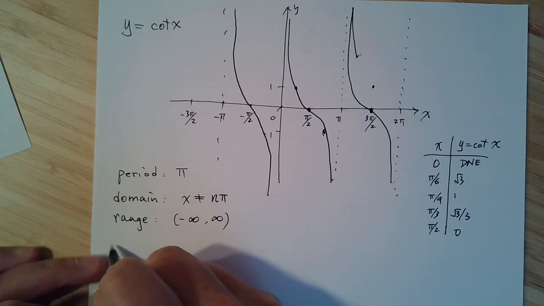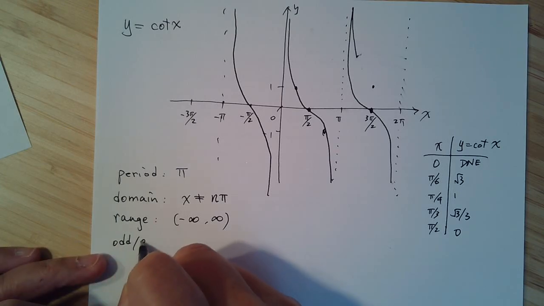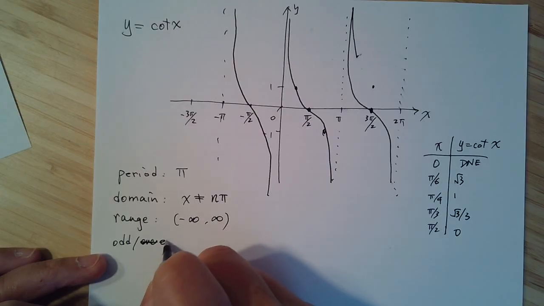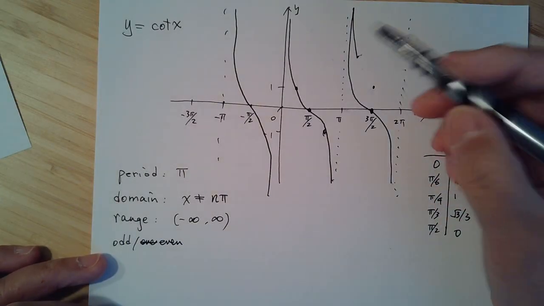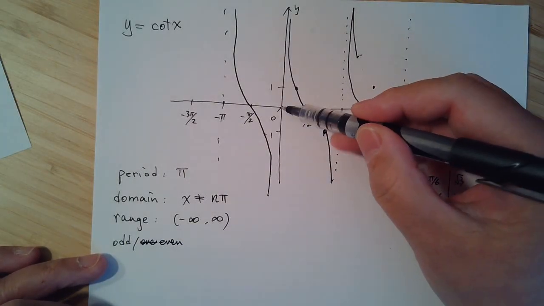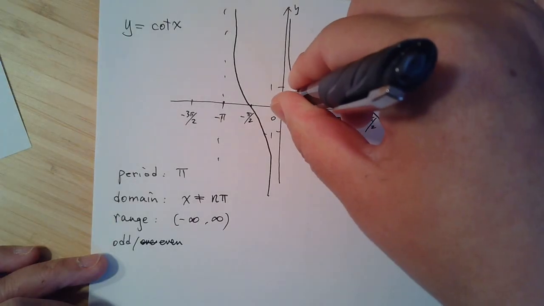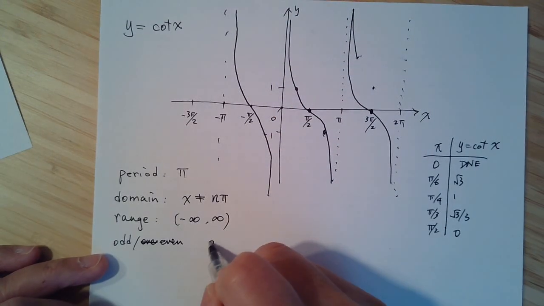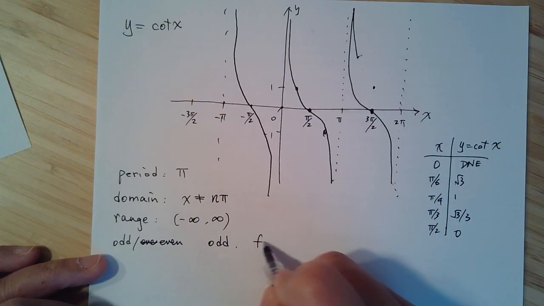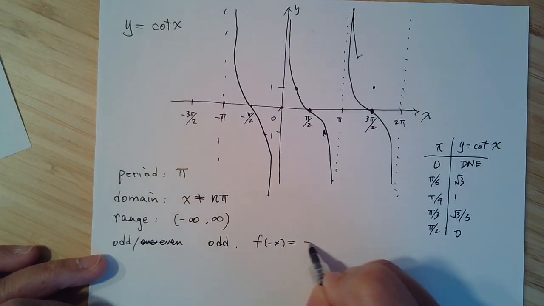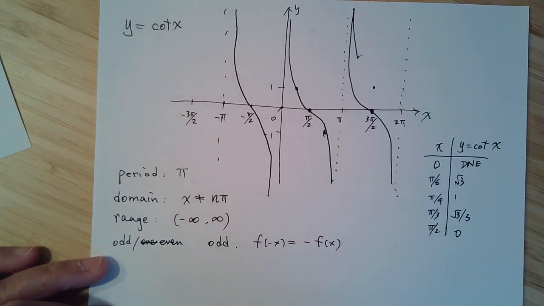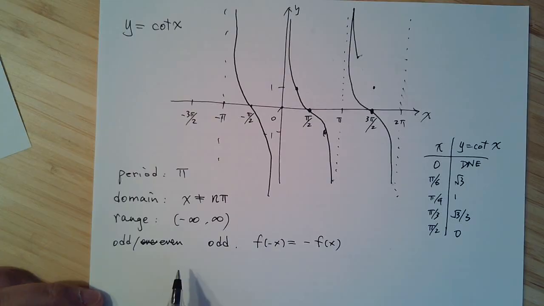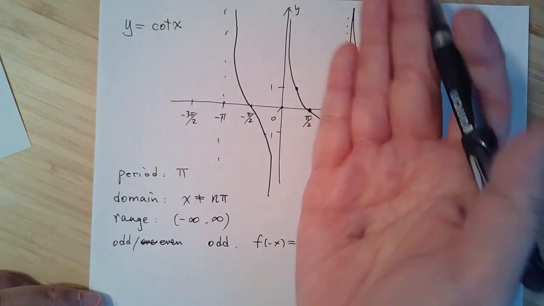Domain and the range. Is this odd or even? Is this graph symmetric about the origin (0, 0)? Yes. So that's an odd function, which means f of negative x equals negative f of x, the same as the tangent function. And obviously it's not even.